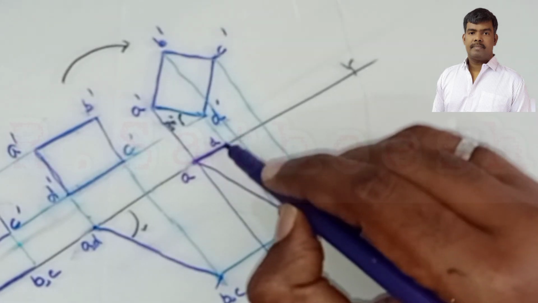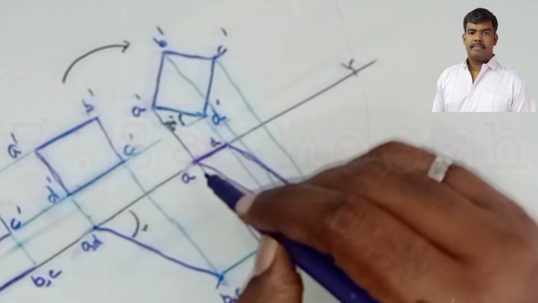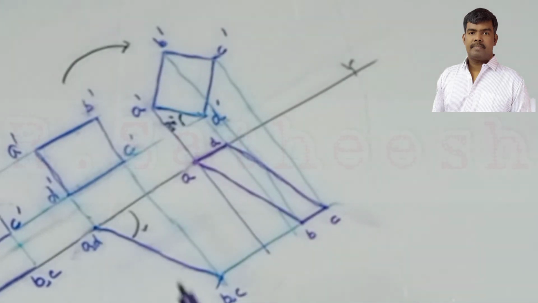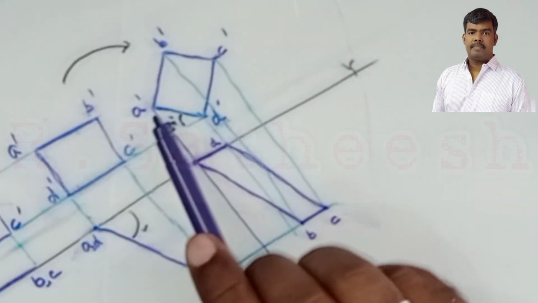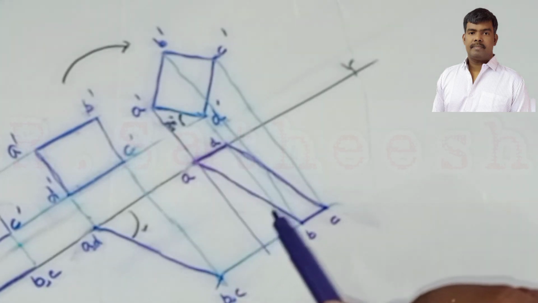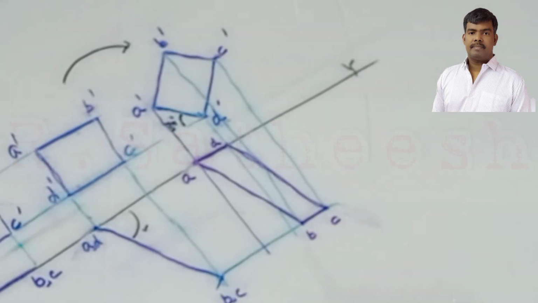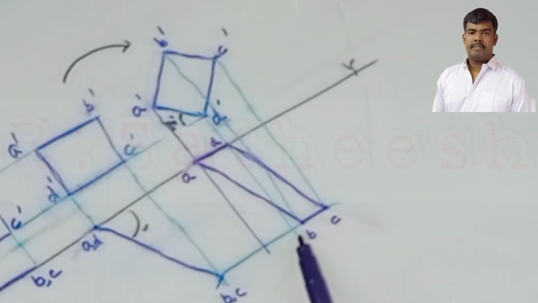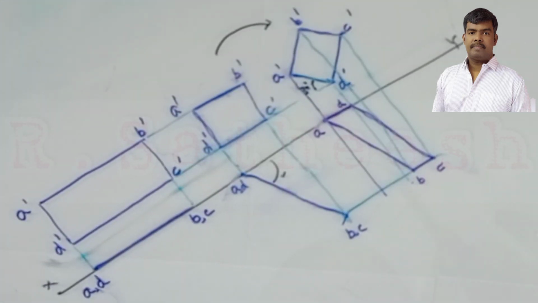Clear. So this is the answer. Finally, cross-check AD: AD is inclined at 30 degrees to the HP and AD is in the VP as per the given condition. Clear? So this is the solution. The final front view is A dash, B dash, C dash, D dash, and the final top view is A, B, C, D. Mention the dimensions as per the rules of dimensioning. Clear? So this is the solution for the given problem. Thank you.